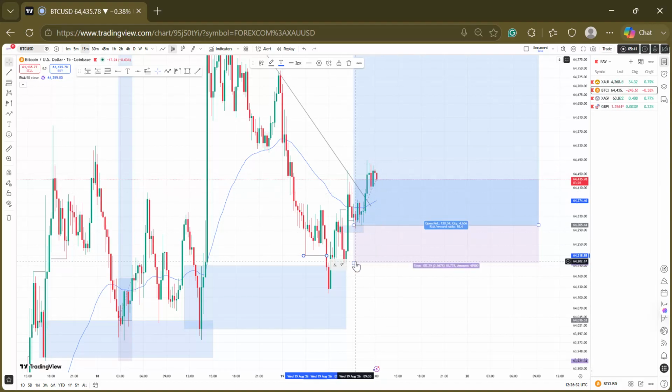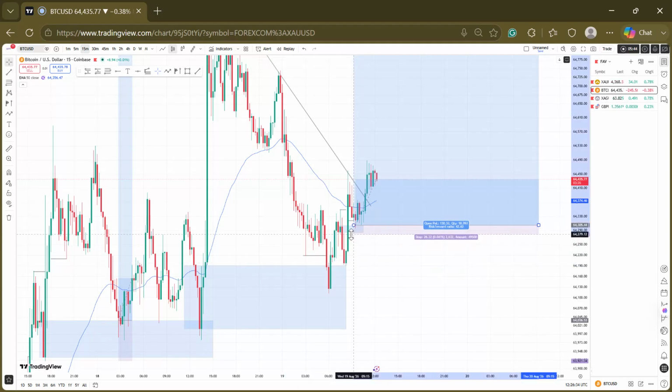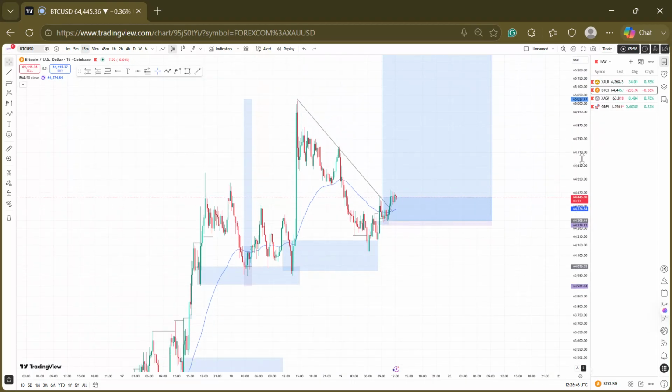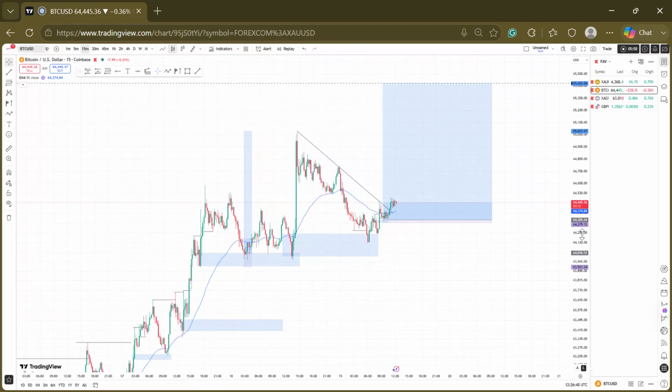So my risk to reward ratio for this trade is 1 to 42. Let's leave it at 1 to 42. That is just it basically, guys. We are aiming for 1 to 42 for this trade, and that's it. So thank you and bye.